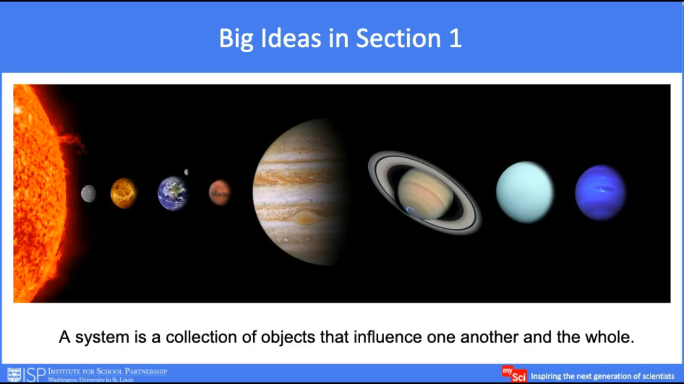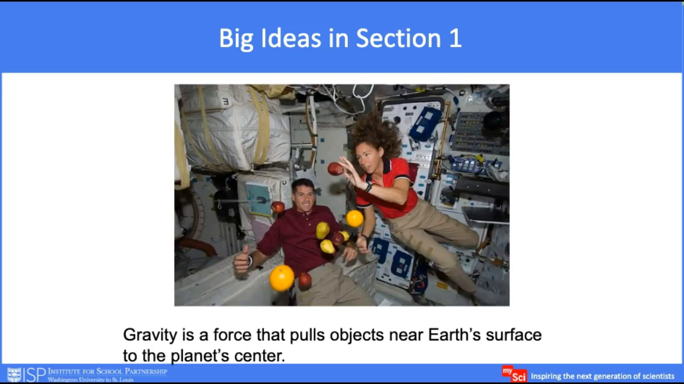Here are some of the content-level big ideas for Section 1 and how students will figure them out. To begin with, students will use a probe, solar system card sort, and text and video resources to define a system, such as the solar system, as a collection of objects that influence one another. Also in this section, students will conduct investigations in which they drop various objects and observe patterns in how they fall, to figure out that gravity is a force that pulls objects near the Earth's surface to the planet's center.